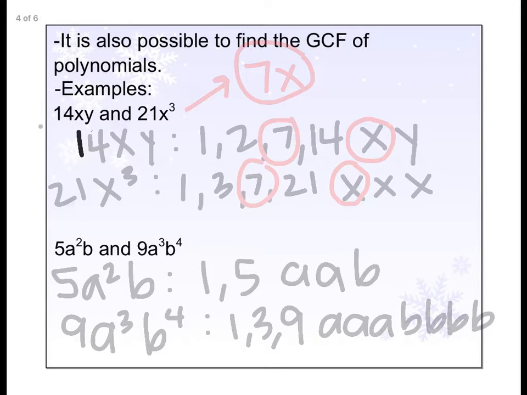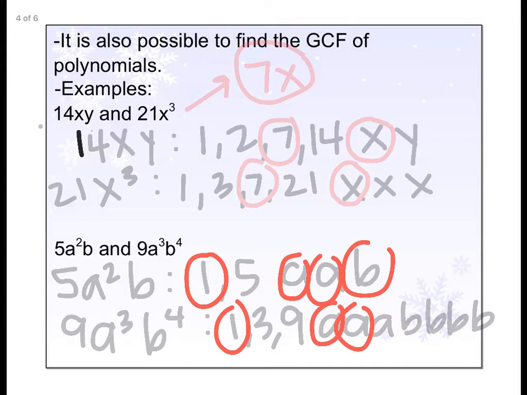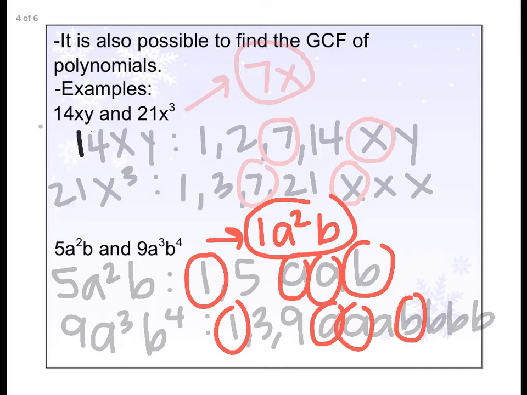And then next, I am going to look for numbers that they both share, which in this case is just the 1. I can take 2 a's from each, and I can take 1 b. So when I rewrite that, I can share 1. They share 2 a's, so they each have 2 a's to give. So a squared, because they each have 2, and they each have 1 b. GCF would be 1a squared b.